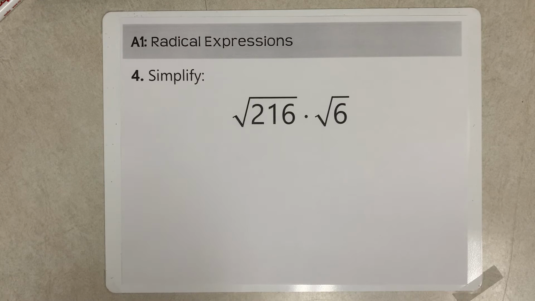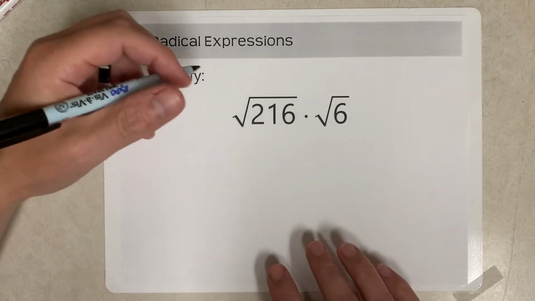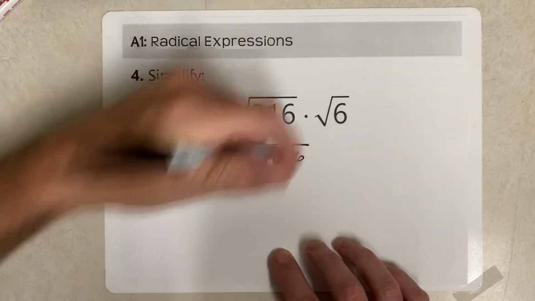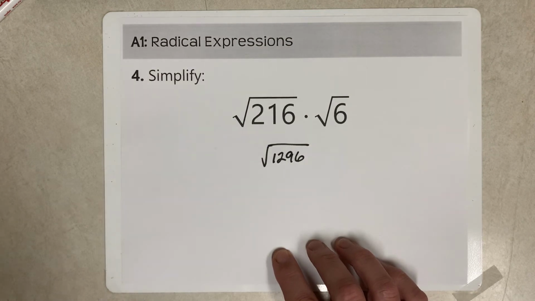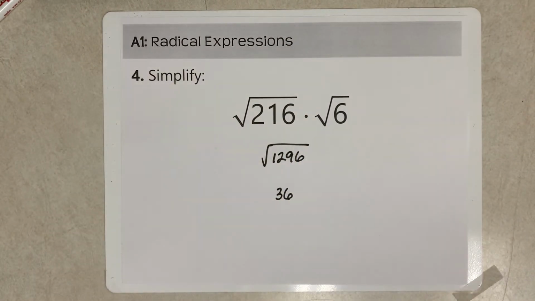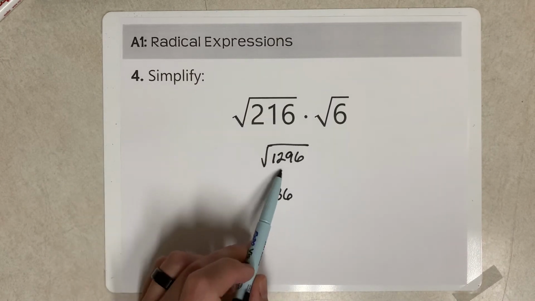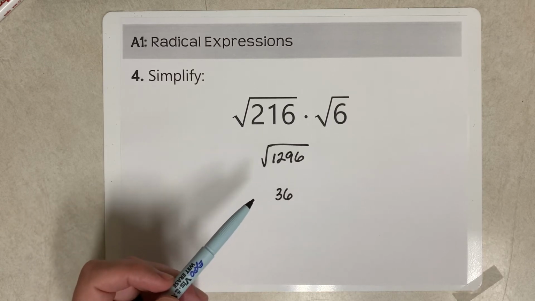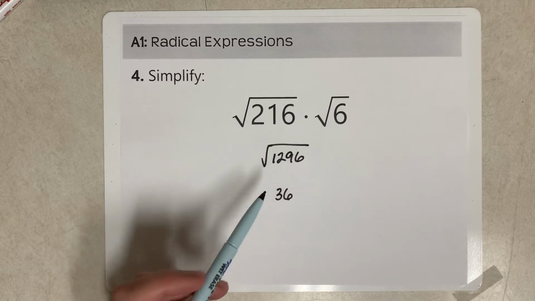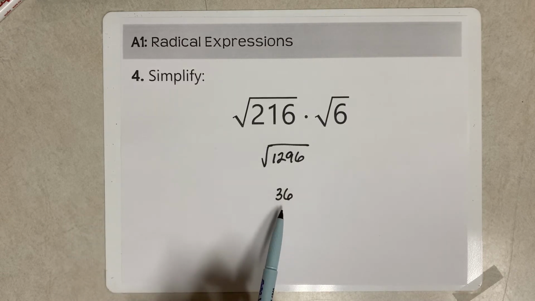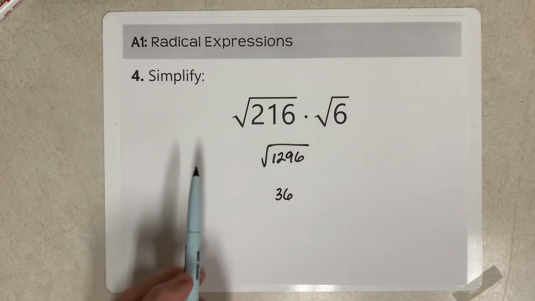Okay, now we have the 216 times 6. So if we multiply 216 times 6, we get 1296. And the square root of 1296 is going to be 36. Now, what if I didn't know that? If I didn't know that it's going to be 36, then I have to take 1296 and break it completely down, and then I would have to see how many pairs I have for everything, and then take the pairs out. But if I did that, all those pairs would multiply together to give 36 when I took them out.